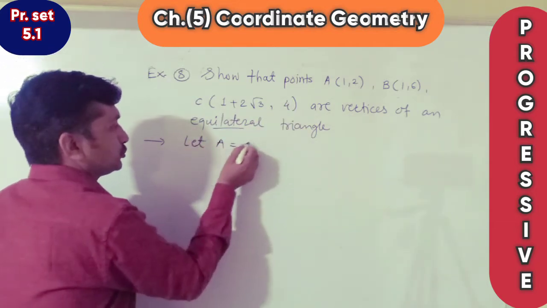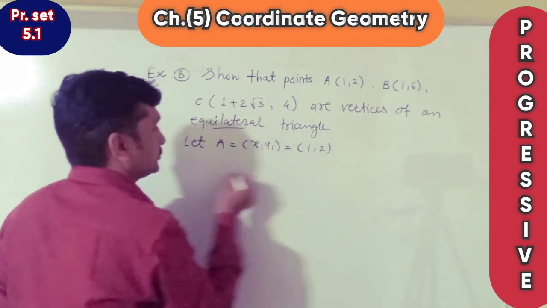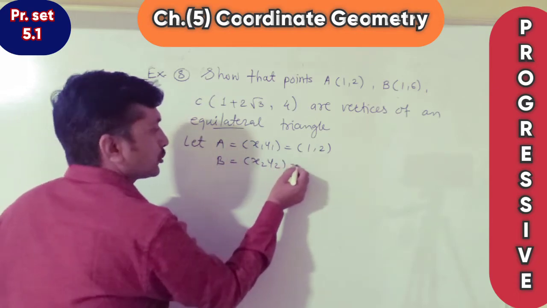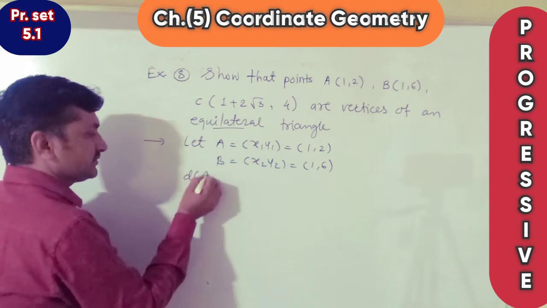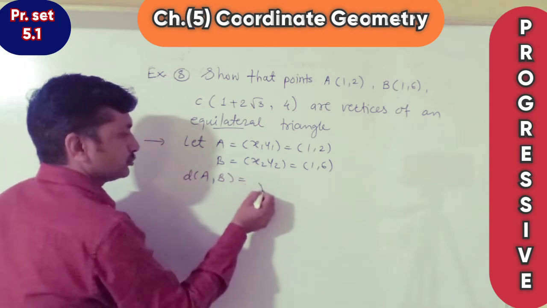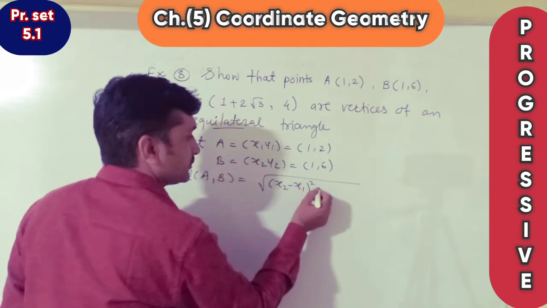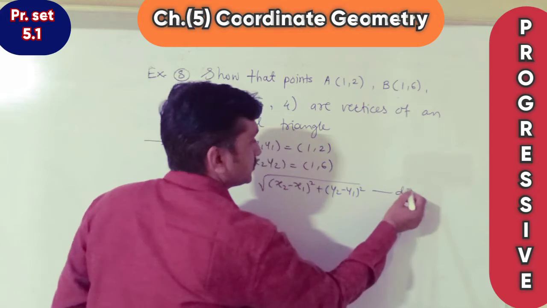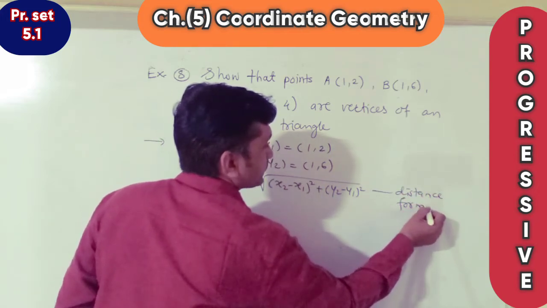Let A is equal to x1, y1, coordinates are 1, 2. B is equal to x2, y2, coordinates are 1, 6. Find AB. Distance AB is equal to square root of x2 minus x1 bracket square plus y2 minus y1 bracket square. Reason or support: distance formula.